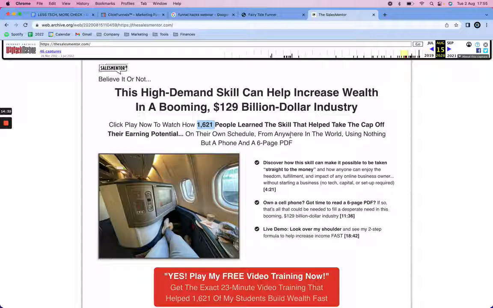Again, they could have made it up. I don't know if they did, but just the power in the specifics makes it more believable and more intriguing. And even instead of saying a phone and a PDF, it says a phone and a 6-page PDF. Obviously the 6-page PDF doesn't sound that long, so it sounds easy to do. That's why they've used that number there as well. But a 6-page PDF also adds a lot of curiosity at the same time.